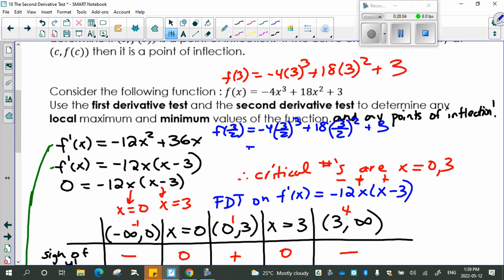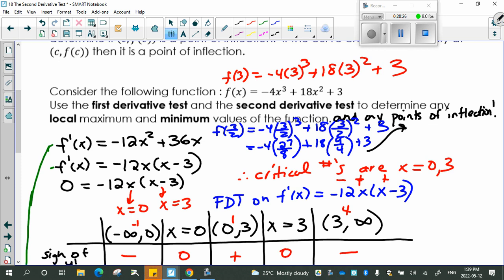Okay, so you gotta remember a few things. When you cube a fraction, you cube the top and cube the bottom. So 3 cubed is 27 and 2 cubed is 8. Okay? Plus 18 times 9 over 4 plus 3.